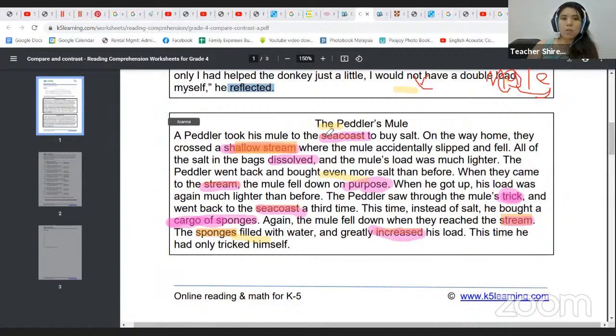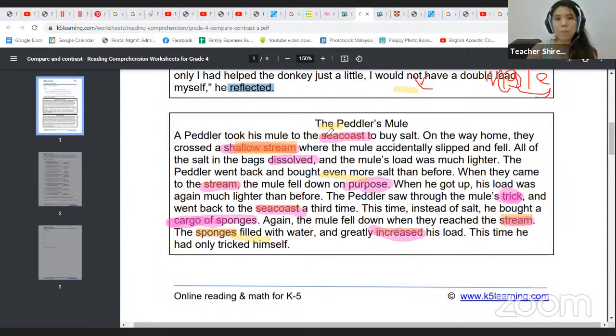On the way home, they crossed a shallow stream. Shallow 就是 very 很浅. Stream is something like a river. So he crossed a shallow stream where the mule accidentally slipped and fell. But this time is real. So all the salt in the bag dissolved. Dissolve 是融化, 融化了. And the mule's load was much lighter. It's like, oh, an accident is good, because now I don't need to carry so much already.